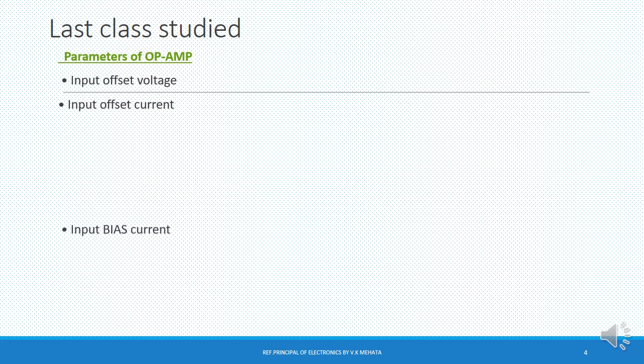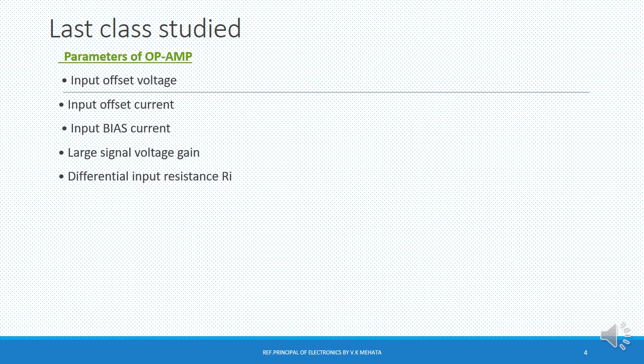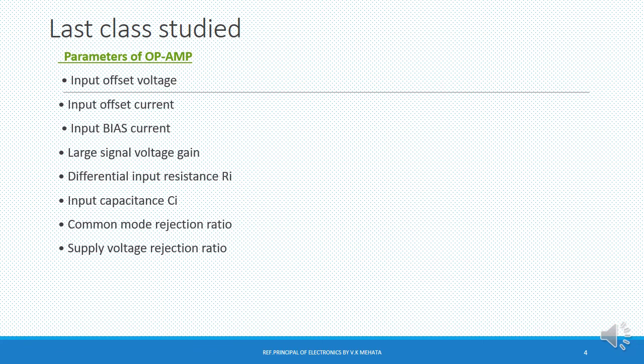So first, as usual, we are going to revise what we studied in the last class. In the last class, you studied all the parameters. What are the operational amplifier parameters? That is offset voltage, offset current, bias current, differential input resistance, output resistance, capacitance, and the common mode rejection ratio and the supply voltage rejection ratio. These are some practical parameters you studied.